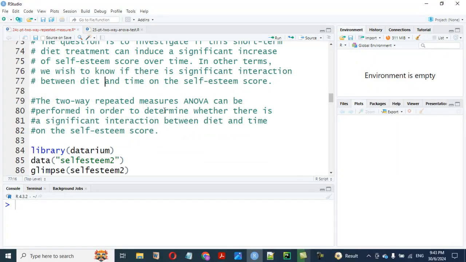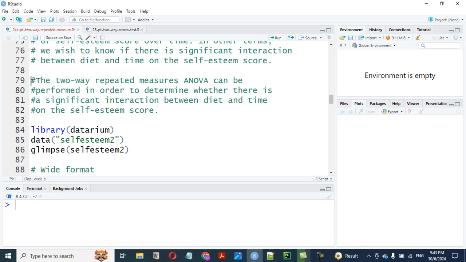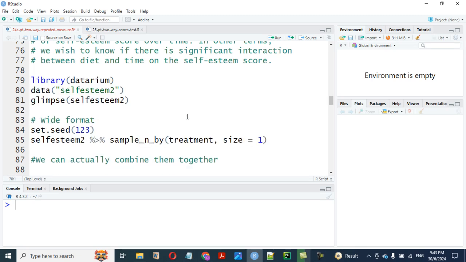So now the two-way repeated measures ANOVA can be performed in order to determine whether there is a significant interaction between diet and time on self-esteem. That's what I just repeated here, so I don't need to repeat it anymore. That should be clear enough.